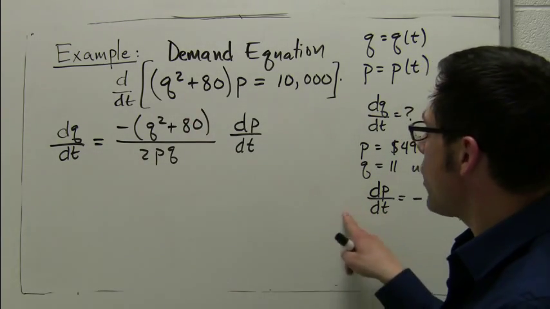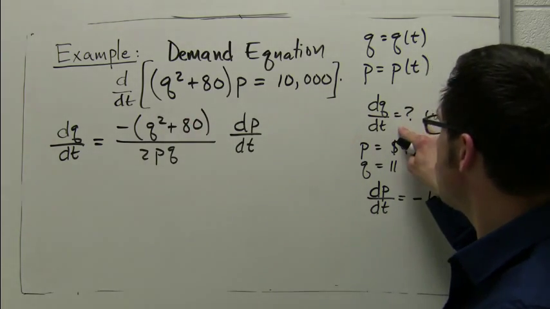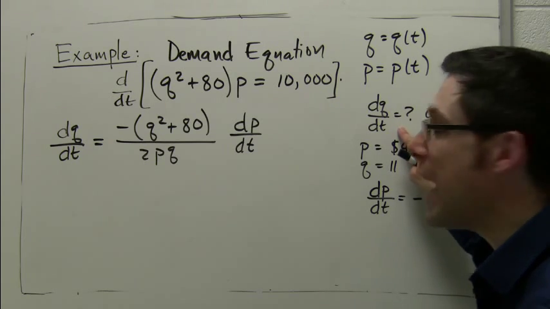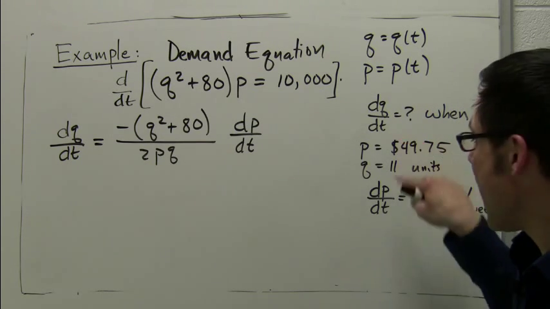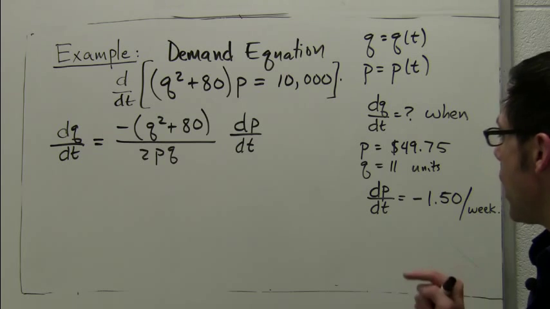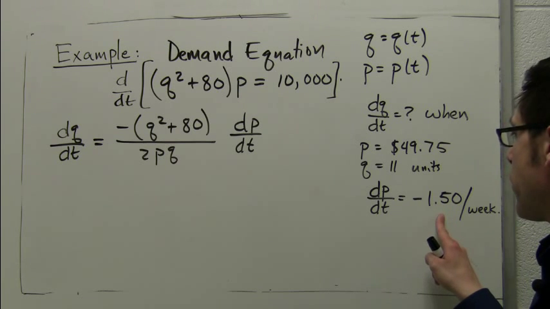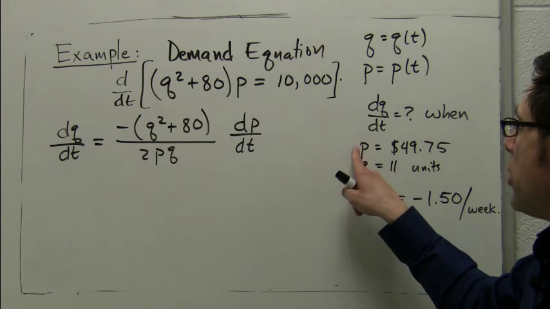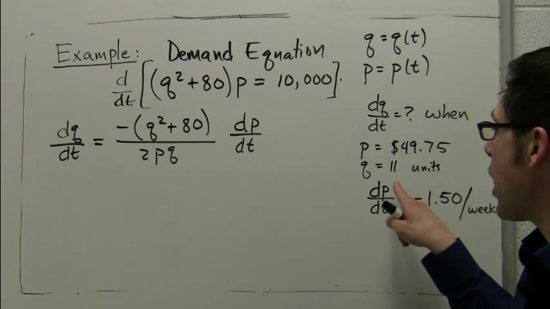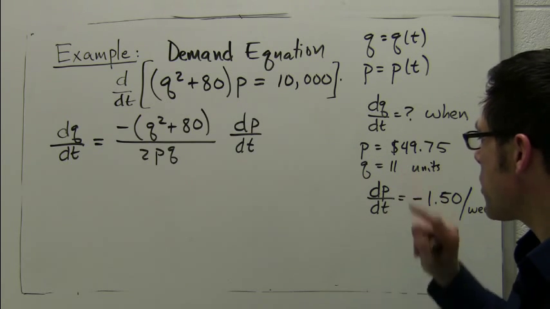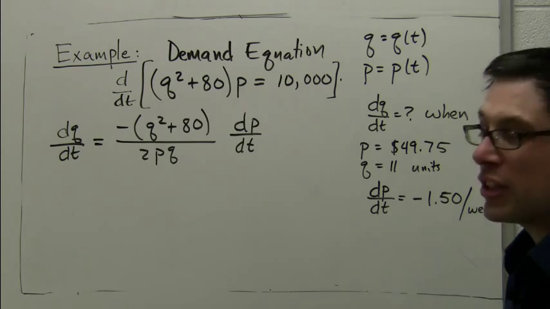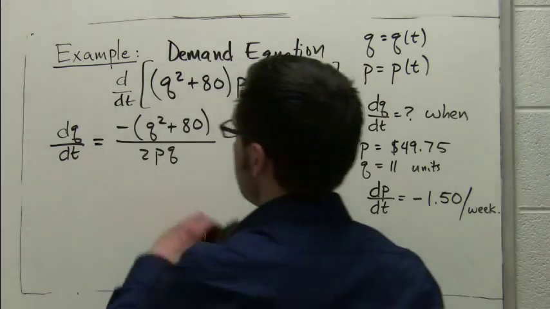Again, I need to plug these values in to calculate what I was looking for, my unknown, which is how demand is changing with respect to time at this particular instant, knowing that price is decreasing at $1.50 per week, and when each chip is priced at $49.75, and the company expects to sell 11 units. There's a demand of 11,000 units. So let me write this out.